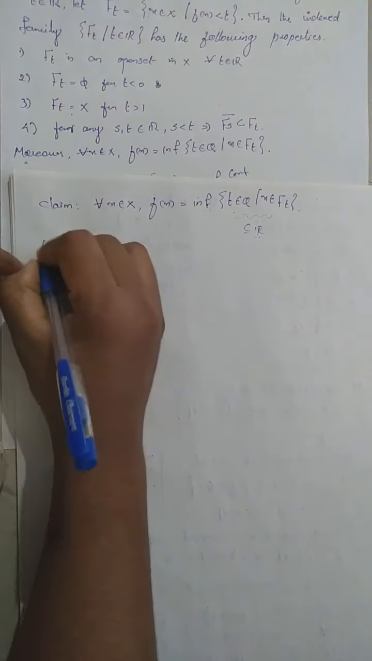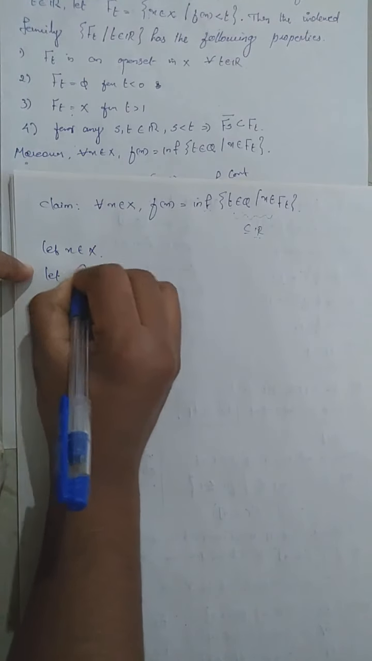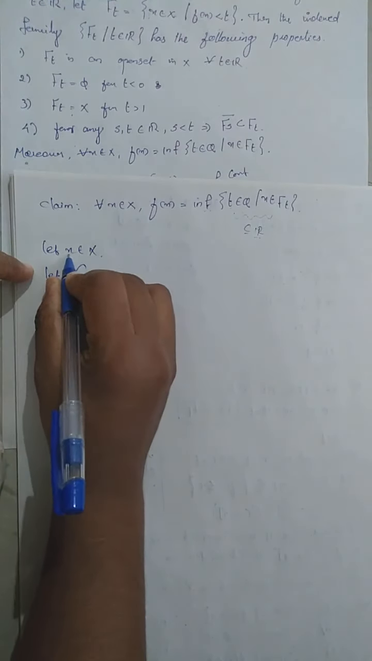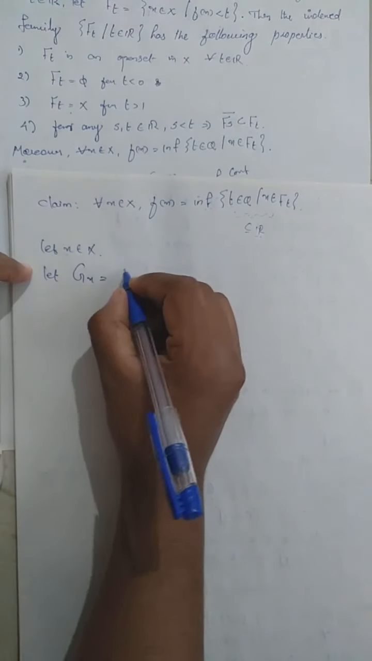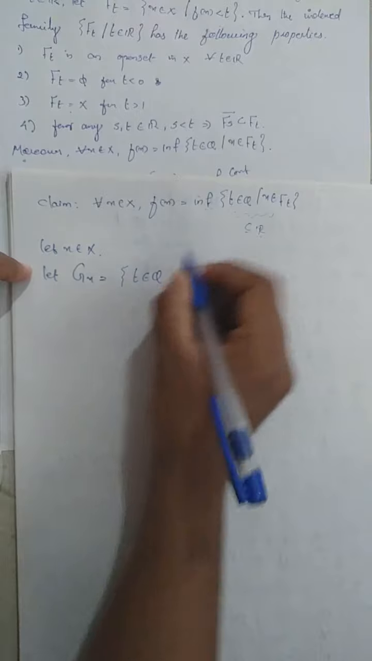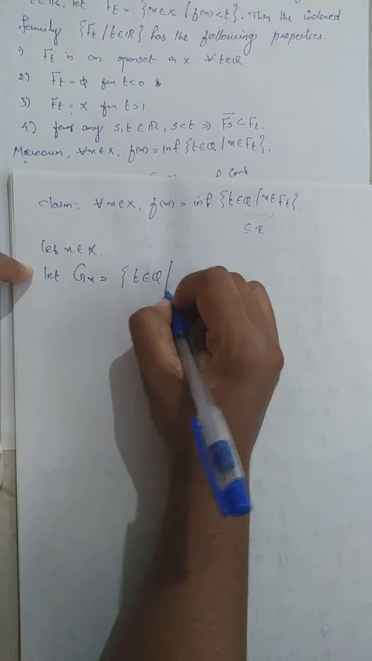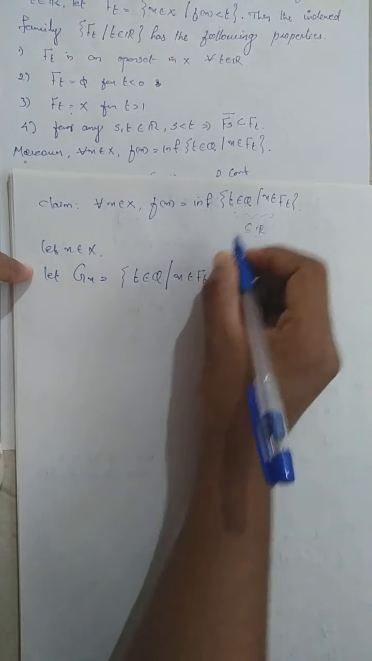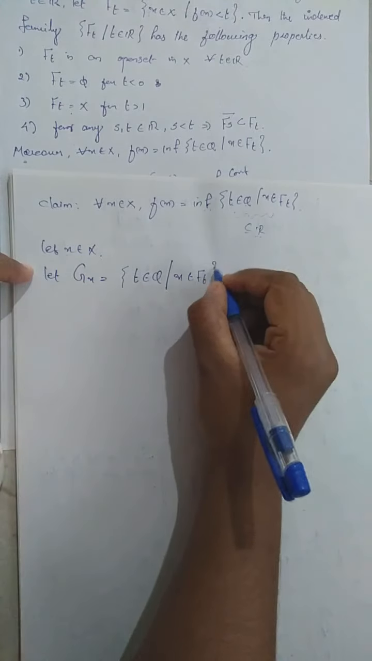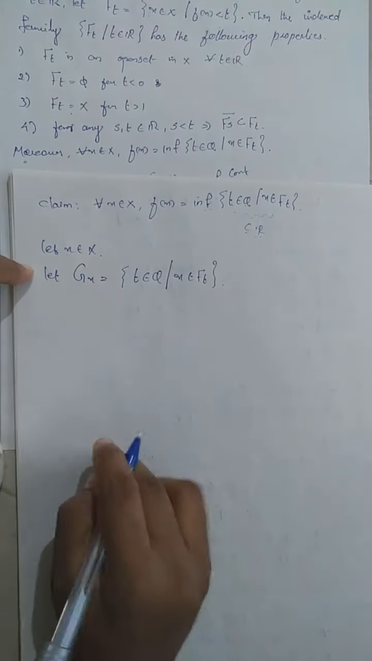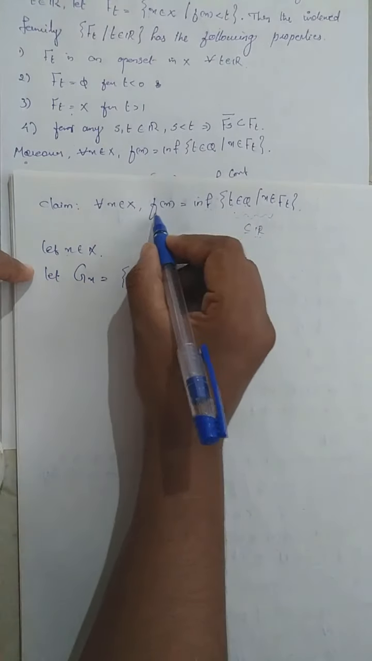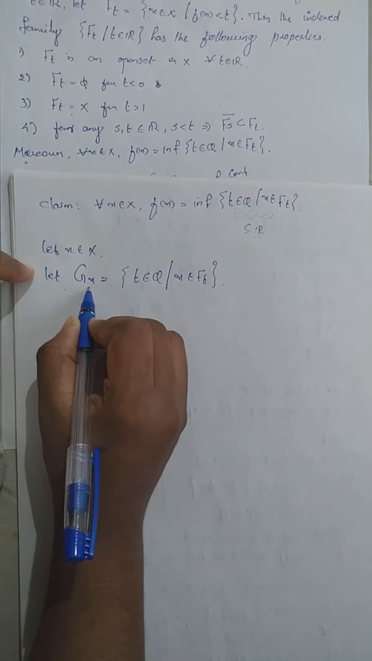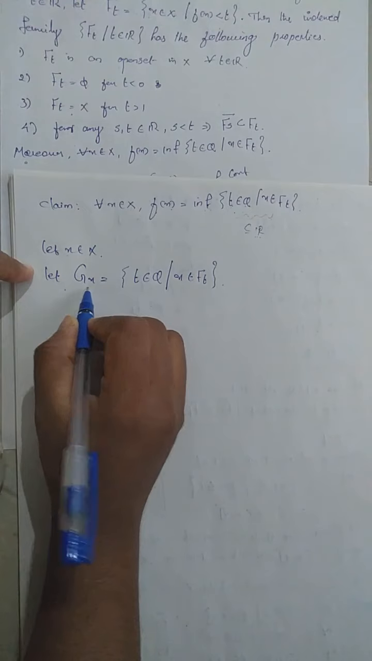So let x be an element in capital X. For that I define gx, corresponding to every element in capital X, as a new set gx, which is nothing but the set of all t in Q such that x belongs to ft. I consider this set as gx. Now we need only prove that f of x equals the infimum of gx, right?